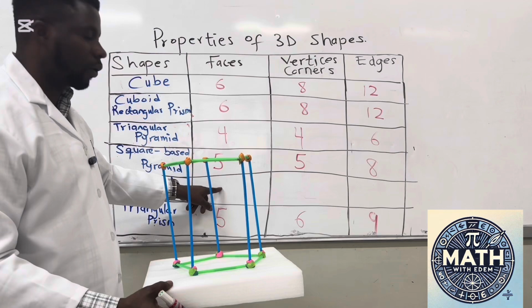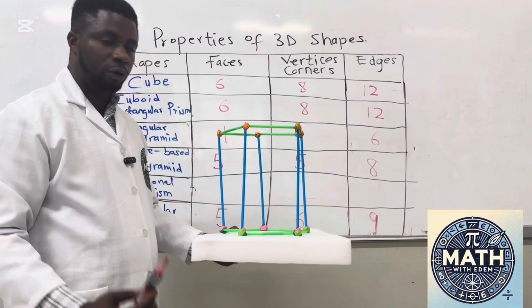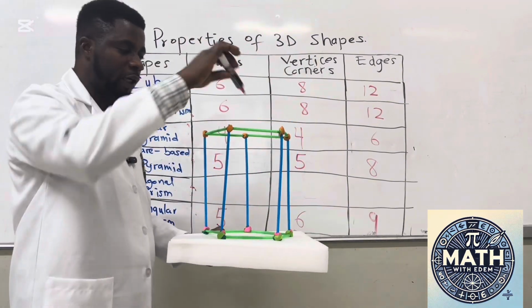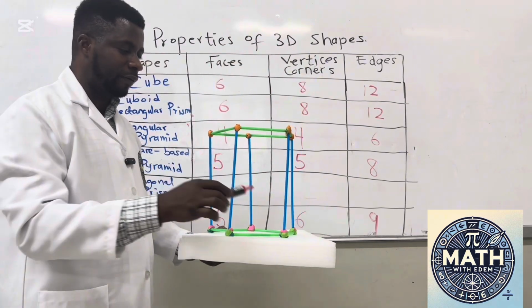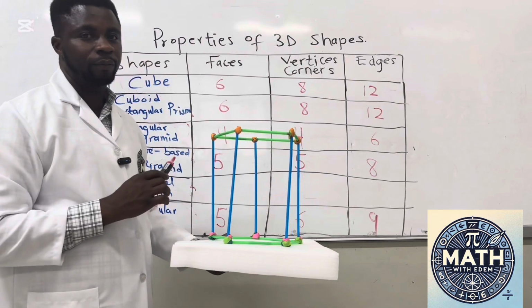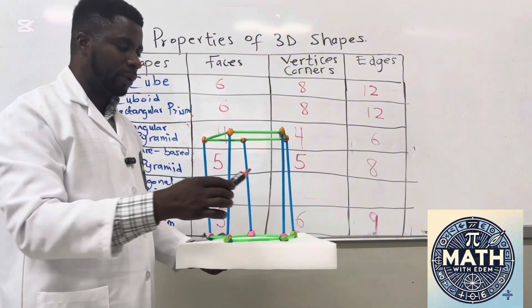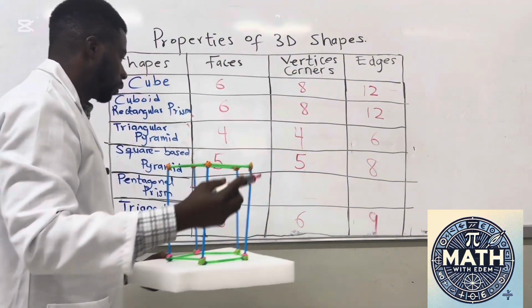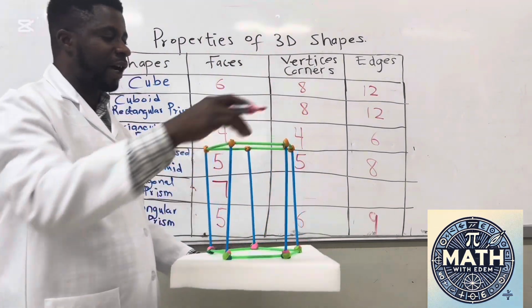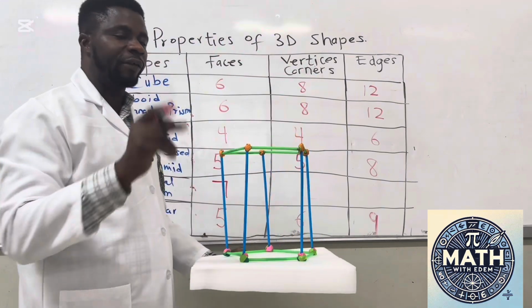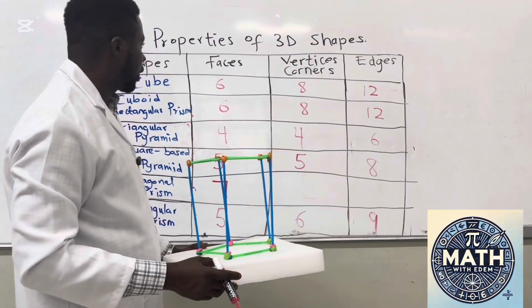Let's count the faces. We have one face up, 1, 2. Then we are going to count around. So 1, 2, 3, 4, 5, 6, and 7. I'm going to count again. 1, 2, 3, 4, 5, 6, 7. So we have 7 faces. It is 7 because we have 5 rectangular faces and 2 pentagonal faces. Great. Now we have finished with the faces.